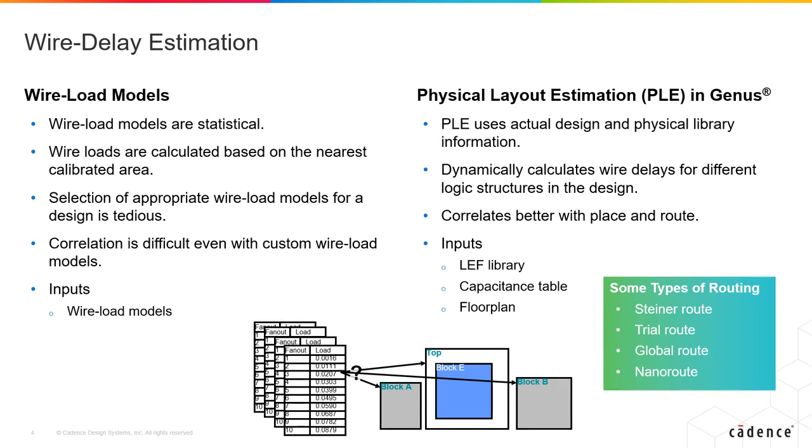Nowadays, with tools like PLE and Genus, when you provide the process technology files and the floor plan of your design, they try to calculate wire delays dynamically. The correlation with PLE is much better than the wire load models and is much closer to the routing tools.